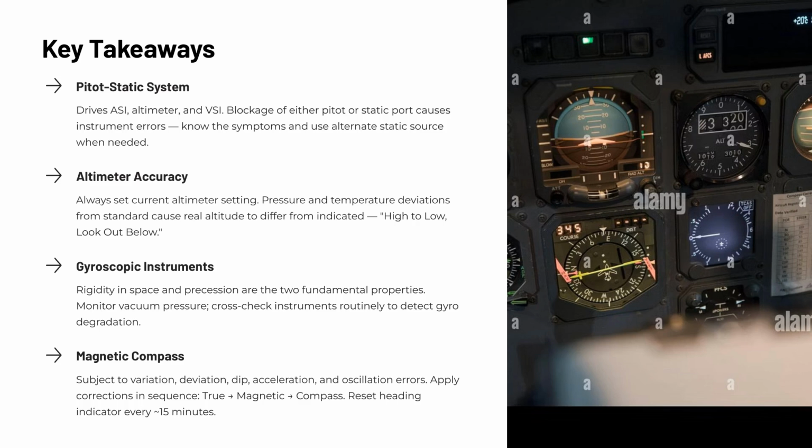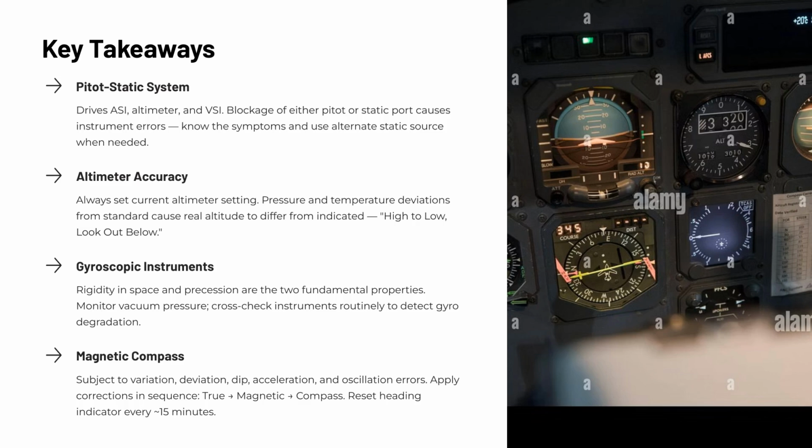Let's bring together the key concepts from this section on flight instruments. The pitot-static system powers your airspeed indicator, altimeter, and vertical speed indicator. If either the pitot or static port becomes blocked, you will see instrument errors. Know the symptoms for each scenario and remember that your alternate static source is available when needed. For the altimeter, always set the current altimeter setting before flight and update it throughout. Remember the phrase, high to low, look out below.